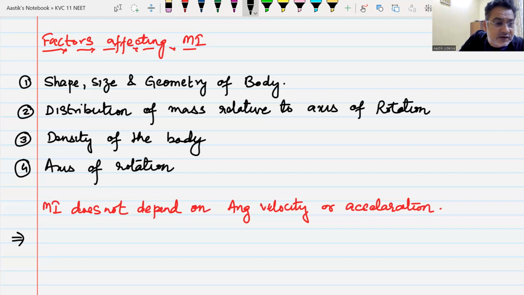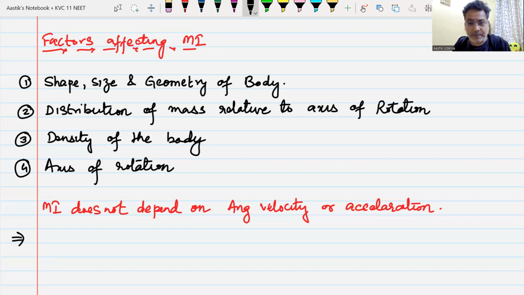If you compare the moment of inertia of a hollow body and a solid body, hollow body, same size, same shape, and a solid body, same size, same shape, same mass, which body will have more moment of inertia? The hollow body or the solid body? Tell me.